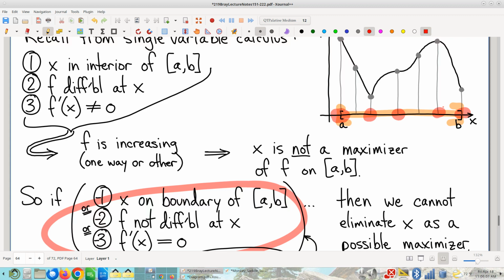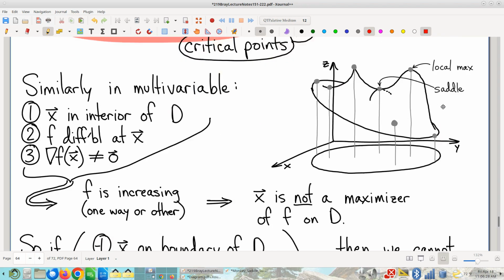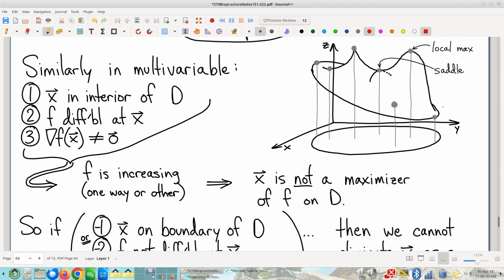So, we call these critical points not because we know what's happening there. We call them critical points because we don't know what's happening there. We know what's happening everywhere else, except for those points. Those are the ones where we're like, I have no idea what's going on. So we call them critical points, and then check the values and see where the function's the biggest. Right? That's our general process. Okay, it's the same in multivariable.